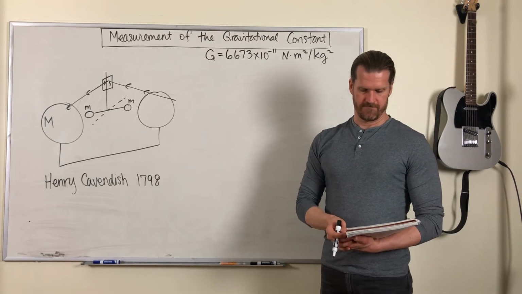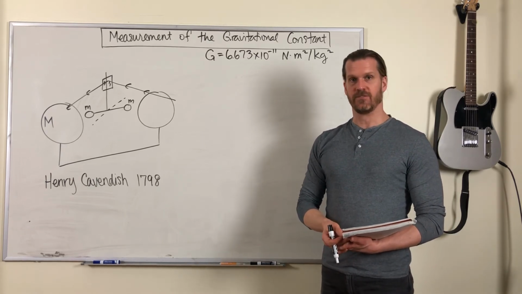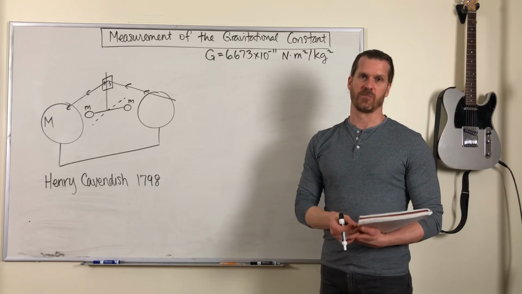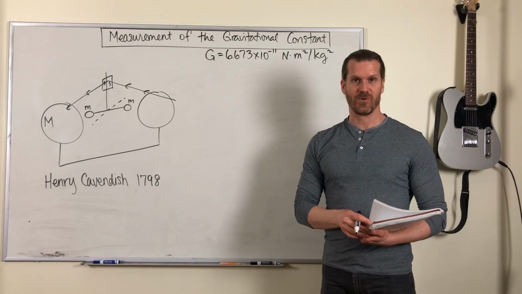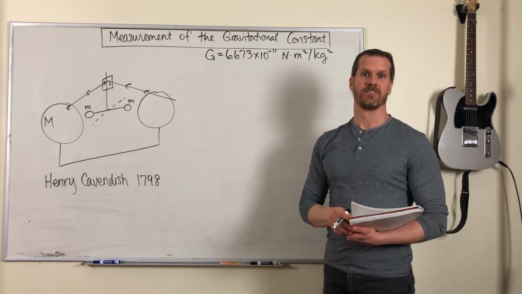In a few videos from now, I'll show you the relationship between big G and a little g, 9.8 meters per second squared, that we've been using so far.